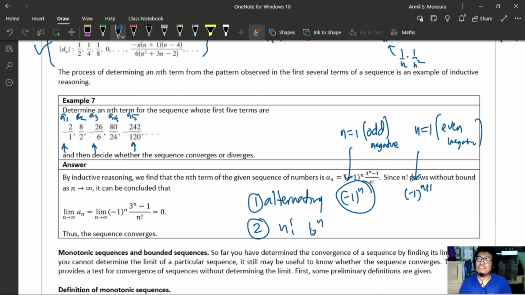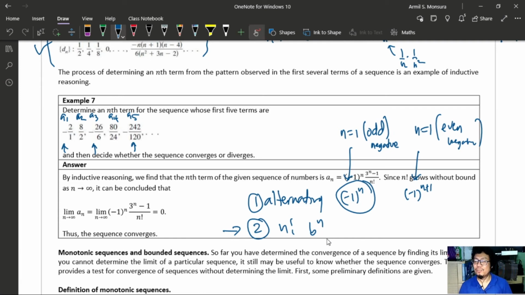So here, as you can see, 2, 8, 26, 80, and 242 grow very large. Those numbers grow very large, so that may lead you to think that it is an exponential. And although I am showing here that this is 3 raised to n minus 1, I am trying to give you some clues on how 3 raised to n minus 1 might be a possible candidate for this one.